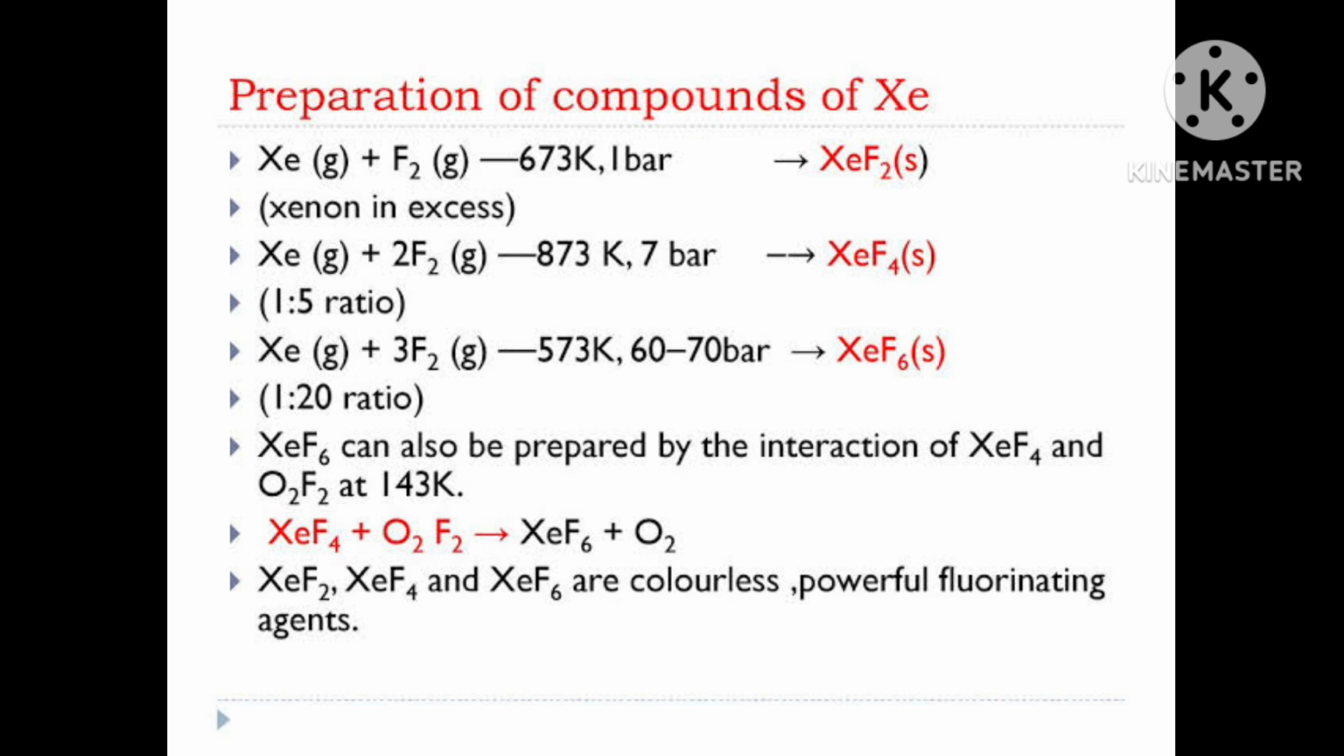Now the third reaction, XeF6 plus MF. Now this MF will donate fluorine and itself will become M plus, because it is giving a fluoride ion. Then M will become M plus, and XeF6 will now become XeF7 1 minus.